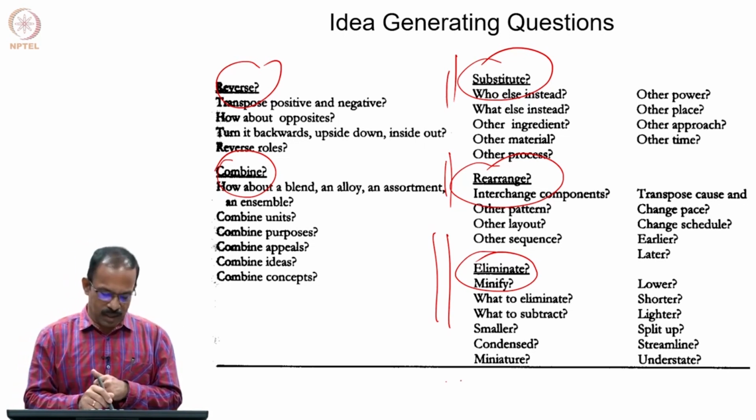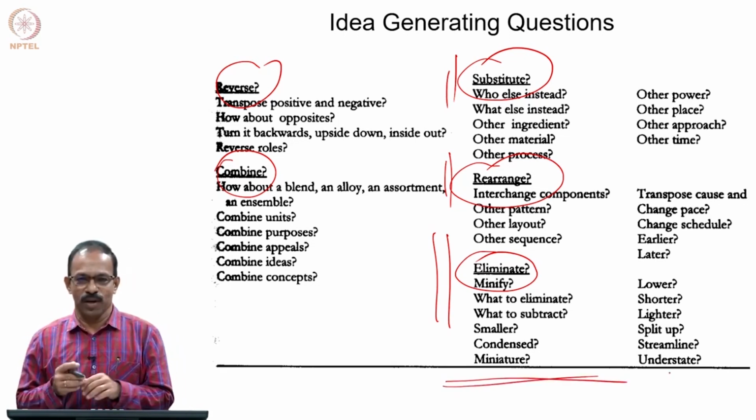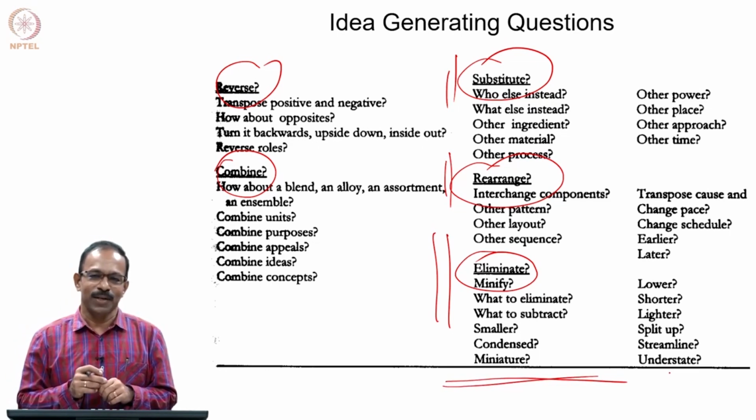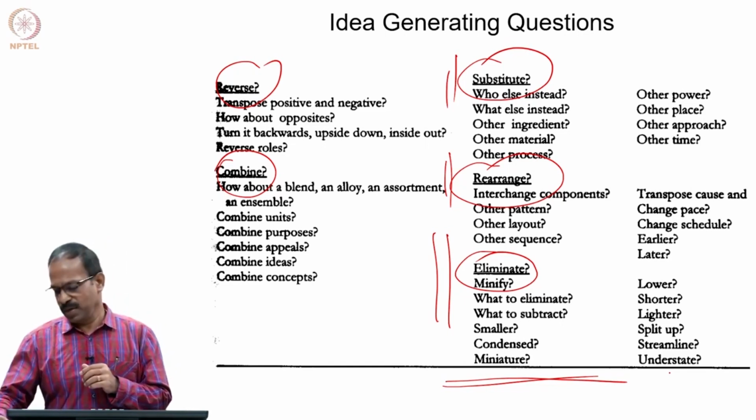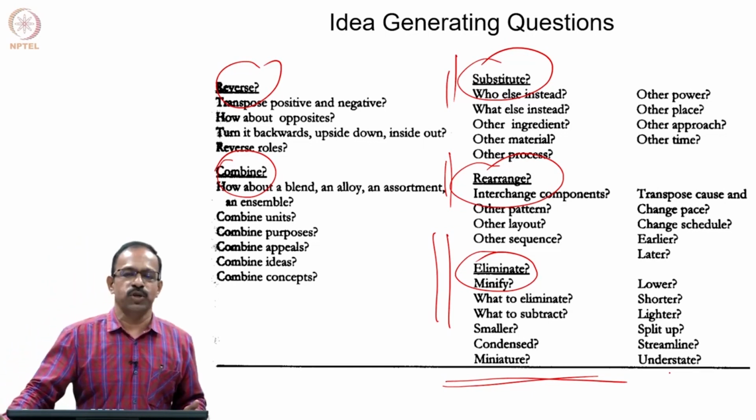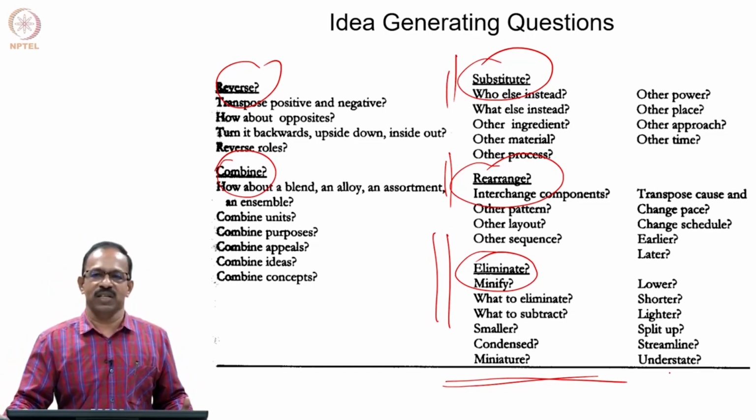So, the leader should have the ability to ask questions and then trigger the participants to come up with new ideas. Okay, that is the importance in the intuitive method of idea generation.